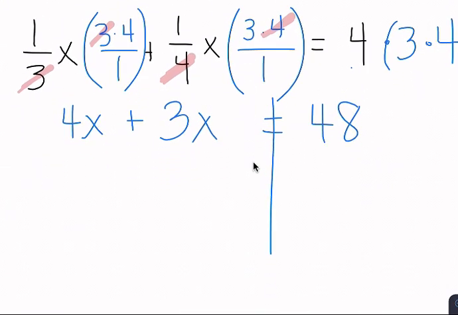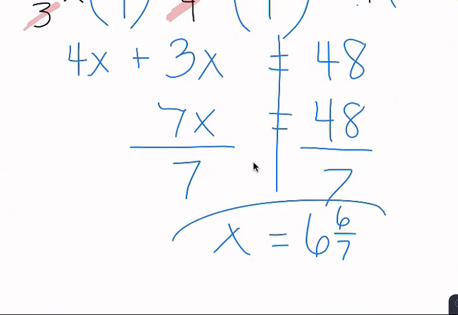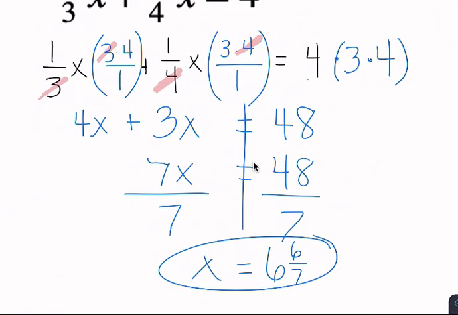So now I solve. I have whole numbers, and now I can just do my steps like I normally do. 4x plus 3x is 7x. So 7x equals 48. I divide both sides by 7 to get x all alone, and I get x equals, 7 goes into 48 6 times, with 6/7 left over. So same answer as before. This time I just was able to get rid of my fractions. I didn't have to make a common denominator. So the choice is yours, whatever you feel most comfortable with.